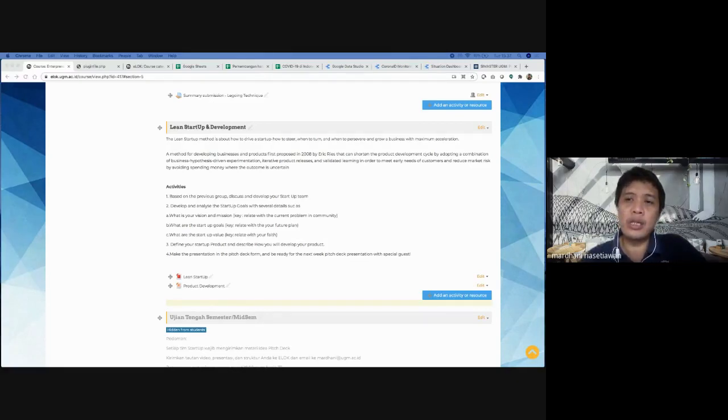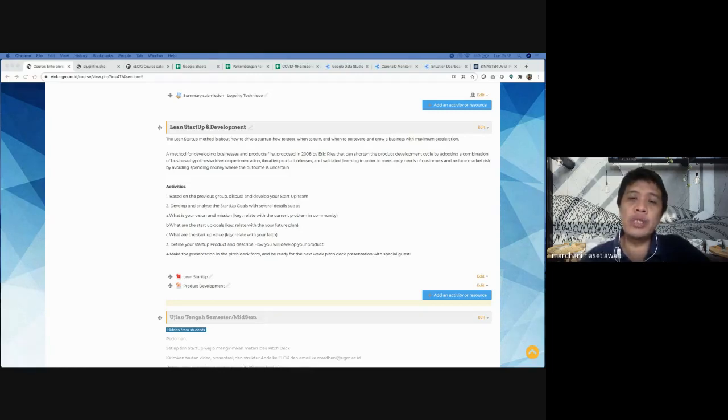So this is the Lean Startup and Development. We will try to give you some knowledge and also the principles of how we develop in a very fast way, and also try to build in an efficient and effective way. We will also focus on the goals, the purpose, and of course the vision and the value of the organization or the startup itself.